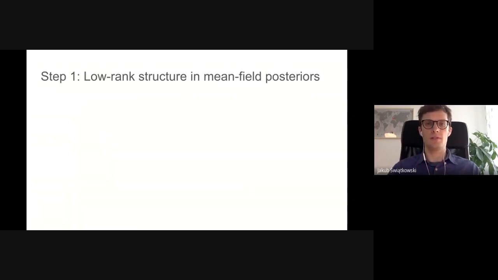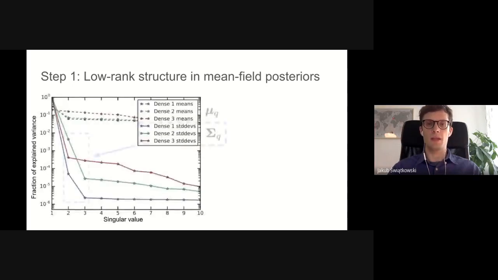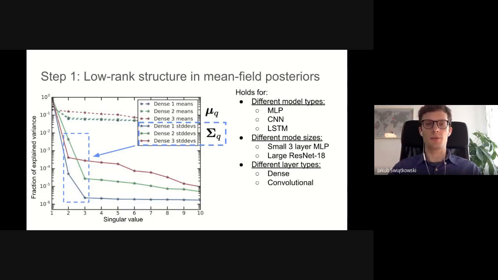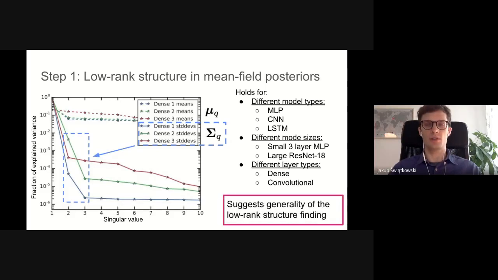As just mentioned, in the first step, we train the standard mean-field Bayesian neural networks and investigate their low-rank structure post-training. In particular, as seen on the previous slide, we investigate low-rank structure in the reshaped matrices of posterior means and posterior standard deviations. We observe that the matrices of standard deviations display a strong low-rank structure, while this is not the case for the posterior means. Importantly, we observe the same phenomena for different model architectures, different model sizes, and different layer types. This suggests the generality of our low-rank structure finding.